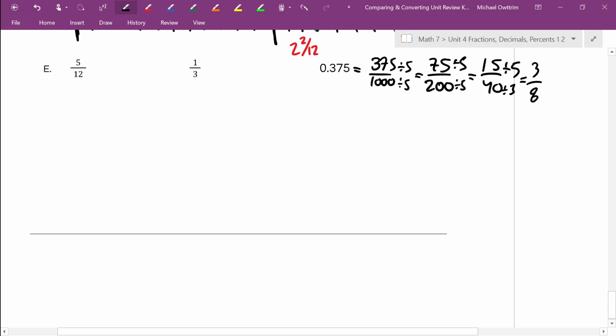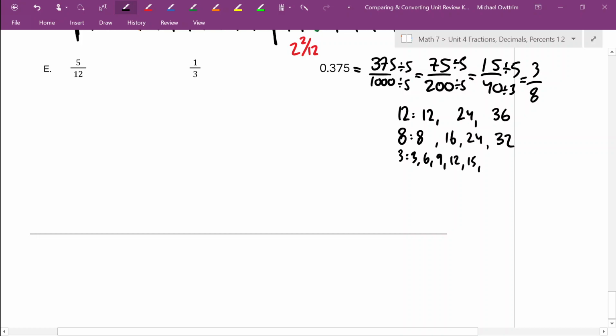Okay. So let's think about our common denominator for 12, 3, and 8. Multiples of 12 are 12, 24, 36. Multiples of 8 are 8, 16, 24, and 32. Multiples of 3 are 3, 6, 9, 12, 15, 18, 21, 24. And the first number there that is in common is the 24.